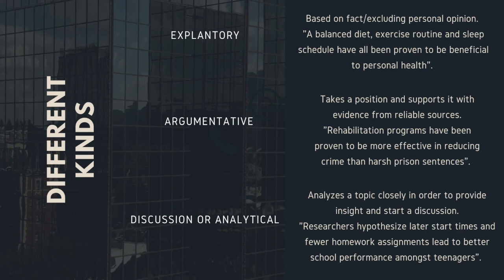Let's move on to the second one, argumentative. An argumentative thesis statement takes a position and supports it with evidence from reliable sources. So it is not simply stating facts, but it is taking a position. For example, rehabilitation programs have been proven to be more effective in reducing crime than harsh prison sentences. So rather than focusing on how rehab can be effective, it is saying that rehab based on research is more effective than a harsh prison sentence. This takes some personal opinion based on research, and it is an argument that the author is making.